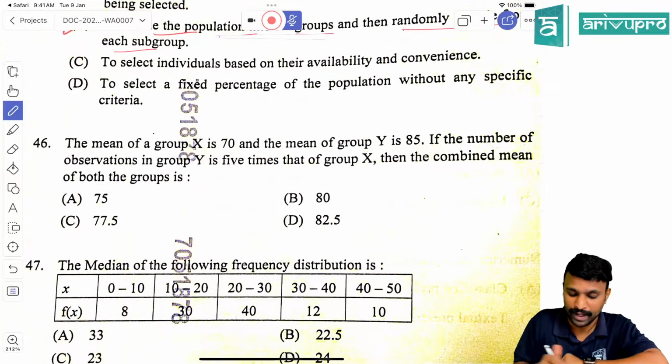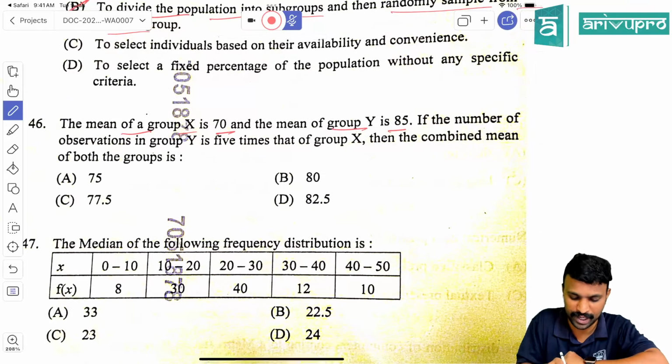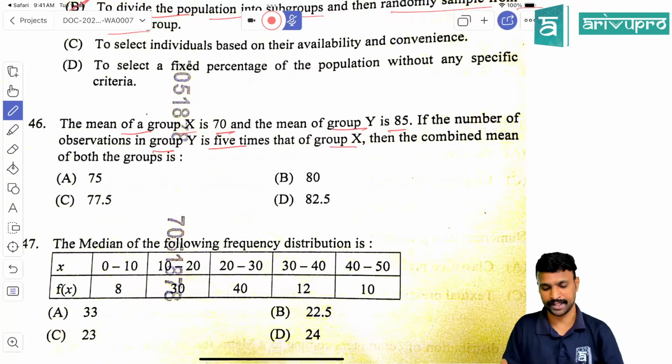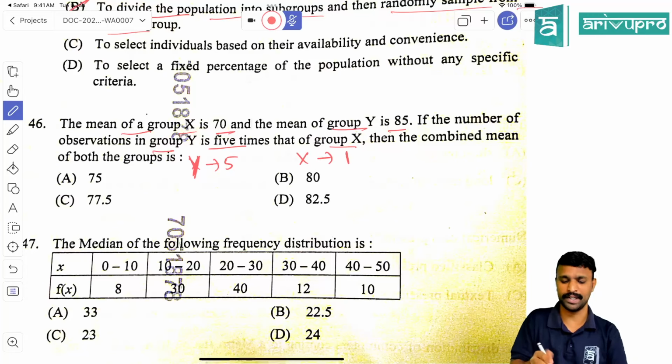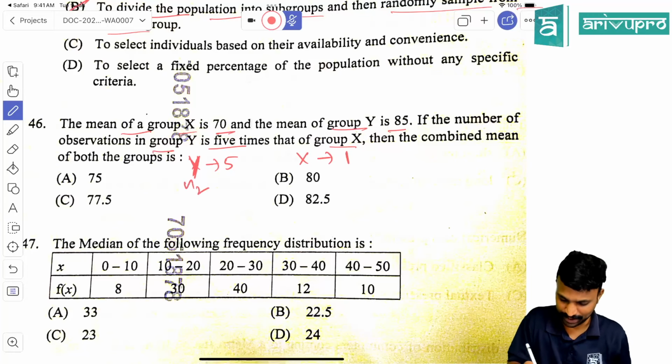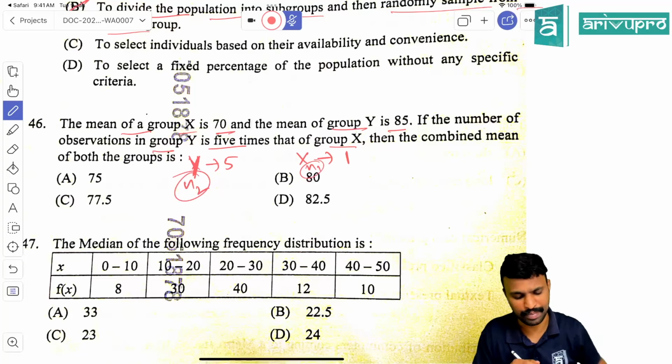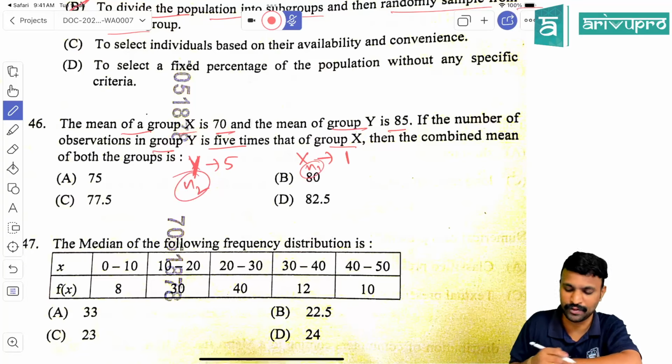Yes or no, guys? The mean of a group of X is 70 and the mean of group of Y is 85. The number of observation in group Y is 5 times the number of observation in X. Guys, number of observations of X, I can take it as 1, because that is N1. Then N2 becomes 5, because it is 5 times.